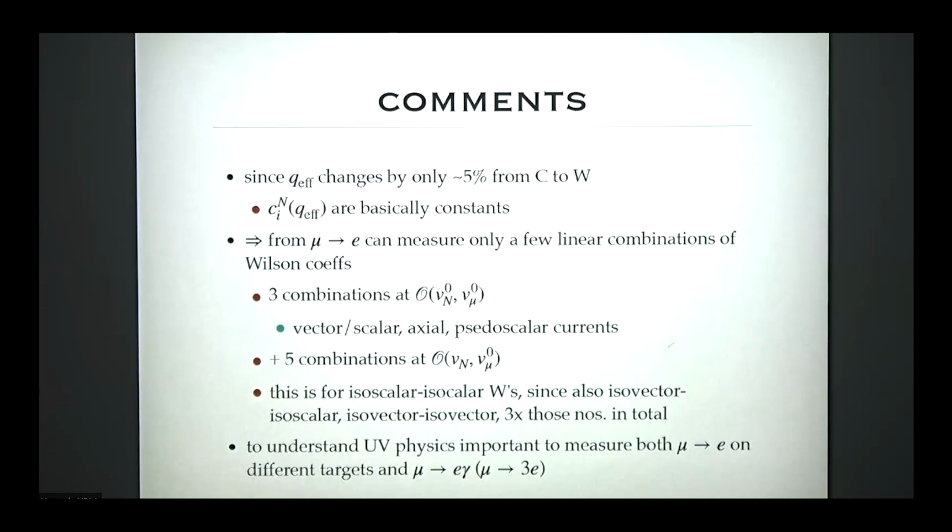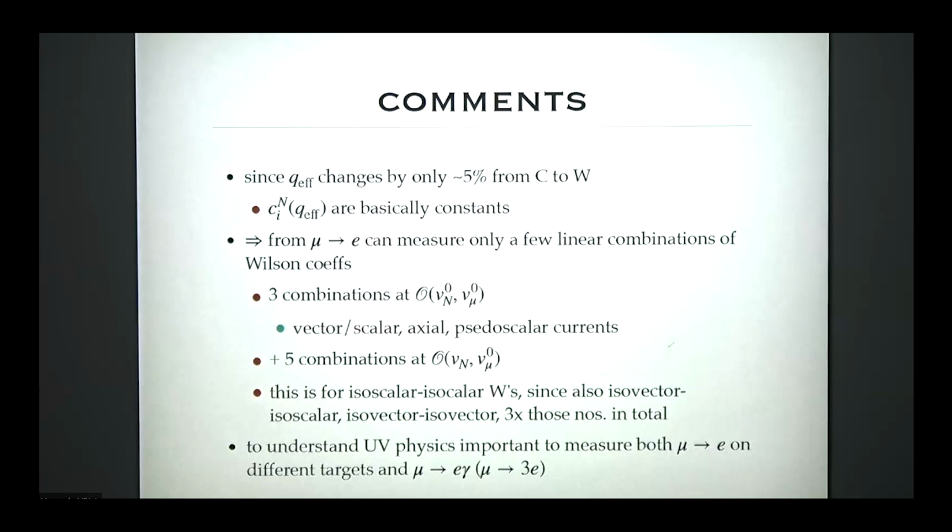All right, that has a very important consequence. If you work at the leading order, so Vn to 0, V mu to 0, there are only 3 combinations that you will ever probe. So there are 3 numbers that you will measure. It doesn't matter how many nuclei you pick, you will only measure 3 numbers. That's at the leading order. It corresponds to vector, scalar, axial, and pseudoscalar currents, basically.